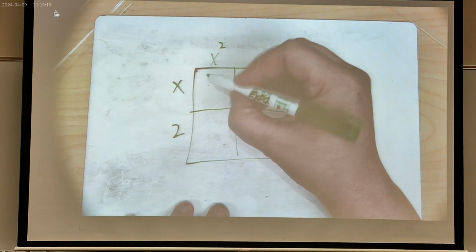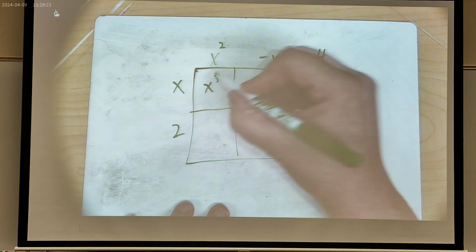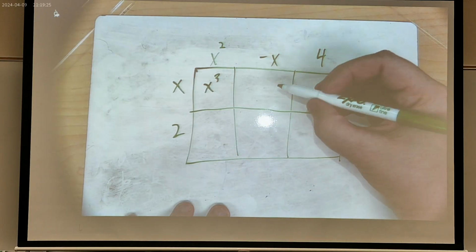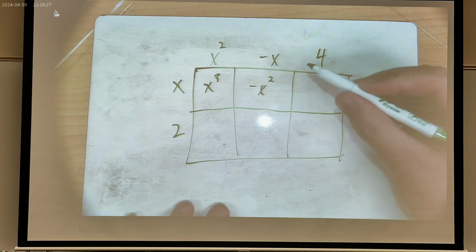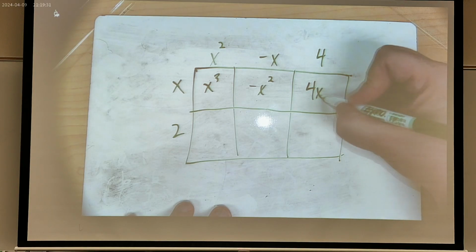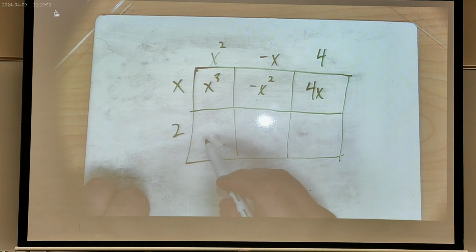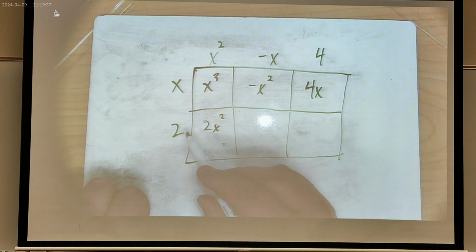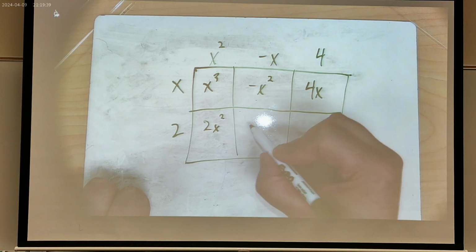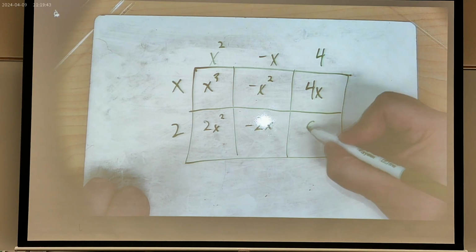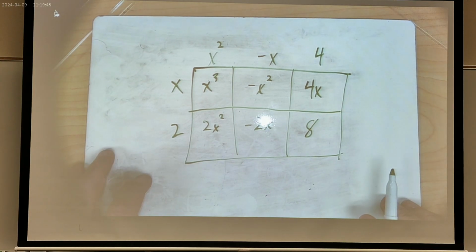So x times x squared gives me x to the 3rd. X times negative x is going to give me negative x squared. X times 4 is going to give me 4x. 2 times x squared, 2x squared. 2 times negative x, negative 2x. And then 2 times 4 will be 8.